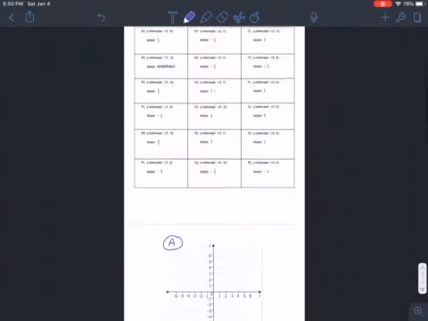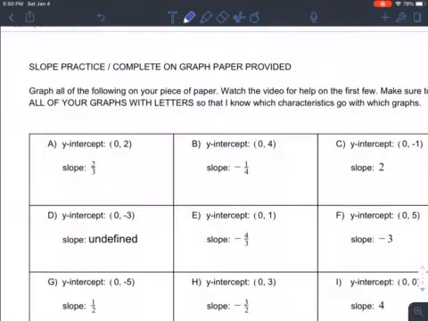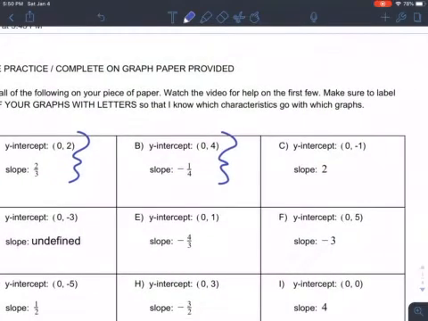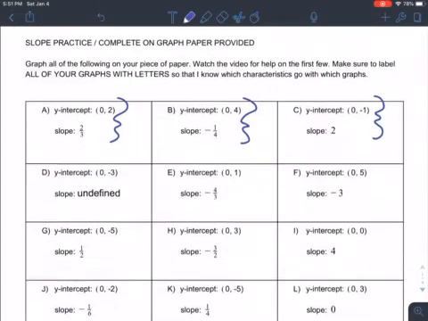Does that make sense? So graph A is going to be the graph that has a y-intercept of (0, 2) and a slope of 2/3. Graph B is going to be the one that has a y-intercept of (0, 4) and a slope of negative 1/4. Graph C is going to be the one with a y-intercept of negative 1 and a slope of 2, if that makes sense. Hopefully it does. If not, here are 4 examples.